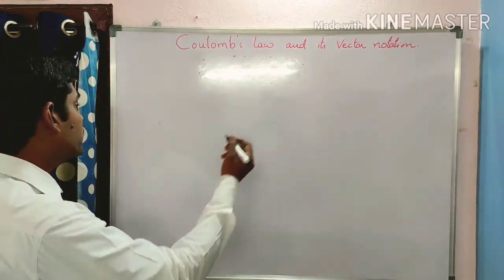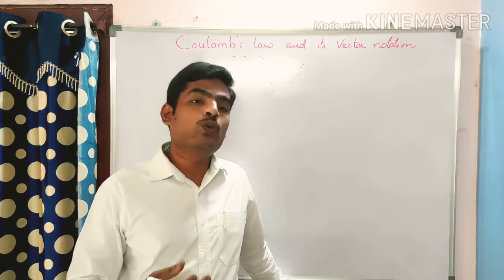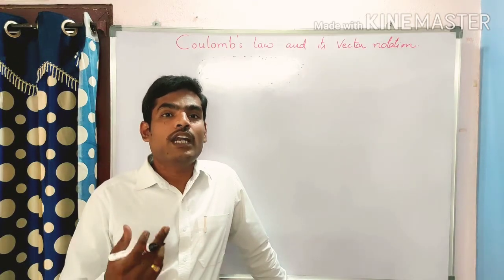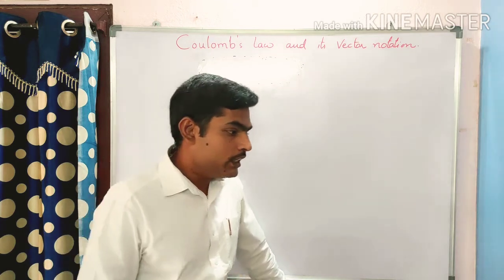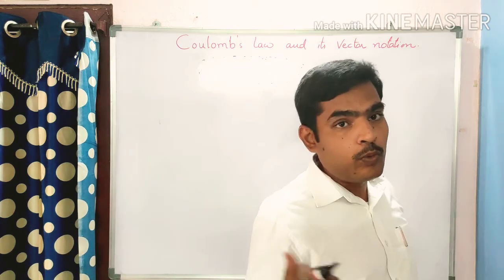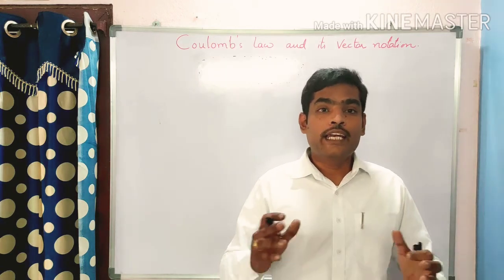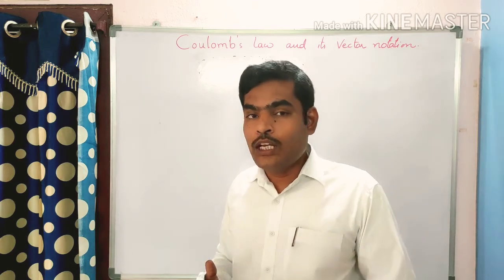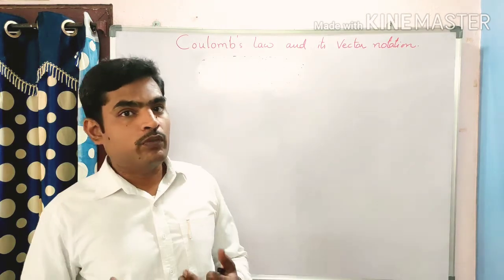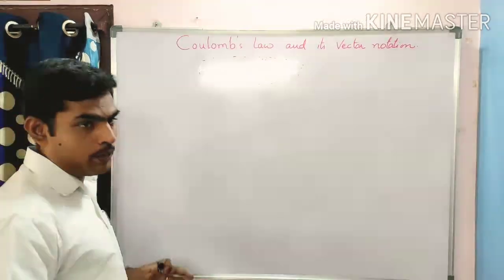See, what is Coulomb's law? It is an inverse square law. You already know an inverse square law: the universal law of gravitation, where we say there is a force of attraction between any two bodies in the universe, and the magnitude of the force is directly proportional to the product of their masses and inversely proportional to the square of the distance between them. Similarly, Coulomb's law is also an inverse square law.